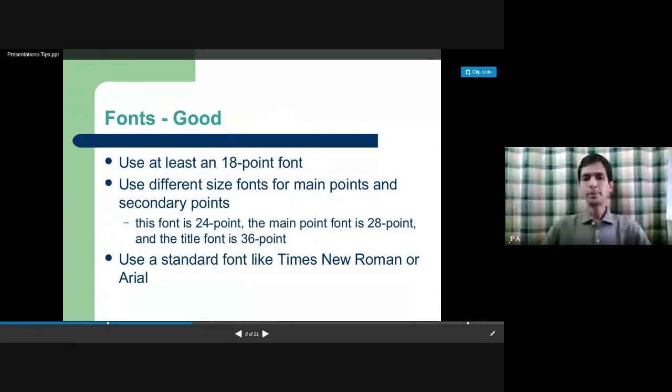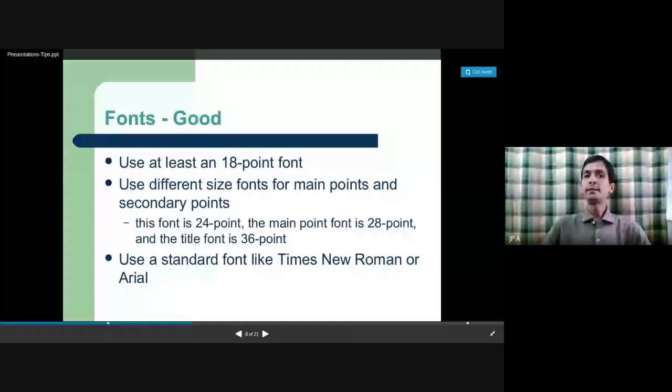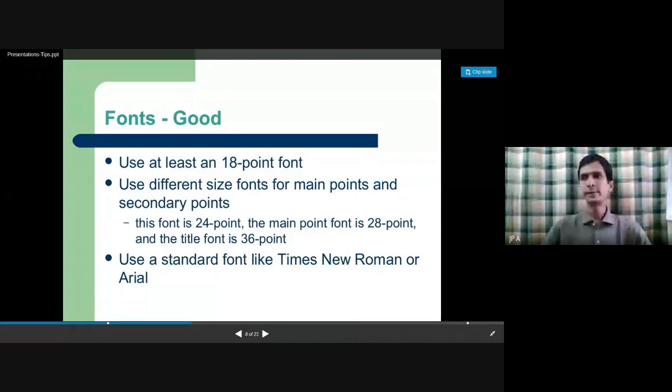But when it is a PowerPoint presentation, there should be at least an 18-point font. You are not reading from a close distance. The audience will read it from a longer distance. So an 18-point font is required. For main points and secondary points, you should use different size points.